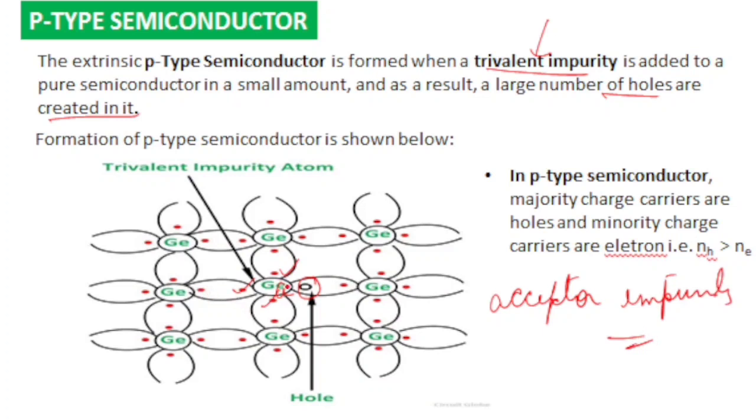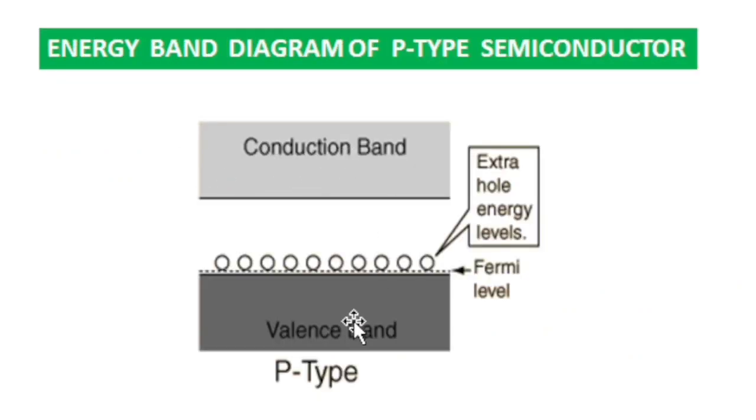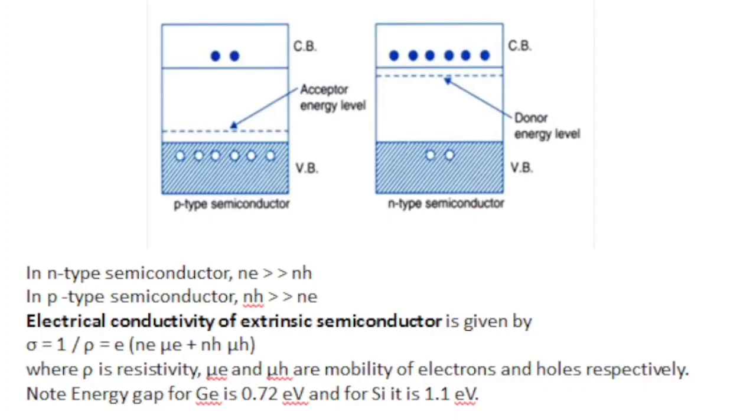So this is p-type semiconductor, and the important point is that in p-type semiconductor majority charge carriers are holes and minority charge carriers are electrons. That's why the number of holes is greater than the number of electrons in case of p-type semiconductor. And next is the energy band diagram of this p-type semiconductor. This one is valence band, above which conduction band is present. Here a large number of holes are present above the valence band. This one is Fermi level and this is extra hole energy levels. So in this way you draw the energy band diagram of p-type semiconductor.